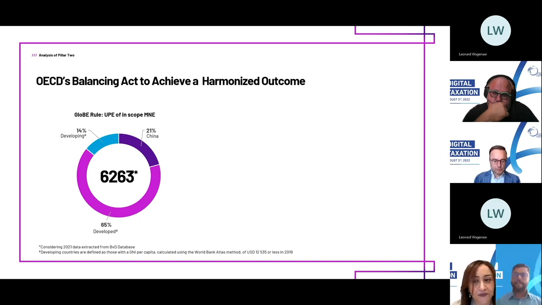So with this data, we can understand that there's not much upside of the Pillar 2 GloBE rule for developing economies. At a macro level, only 14% of the parent entities are in developing economies. At the same time, the GloBE rule doesn't have much downside for the developing economy either. I will talk about this with another set of data points.